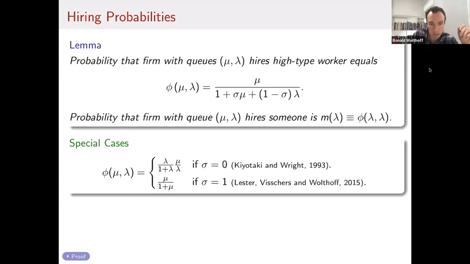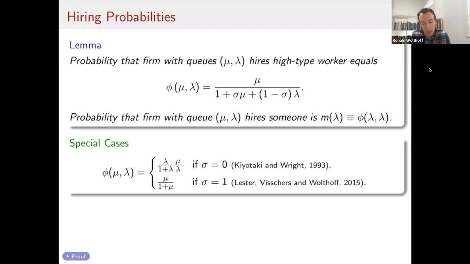So if you set sigma equal to zero, which means each firm can only interview a single candidate, then what's the probability that you hire a high type worker? Well, that's the probability you hire anyone at all times the probability that the worker that you hire is high type. So this resembles basically the telephone line in a lot of the money search literature.